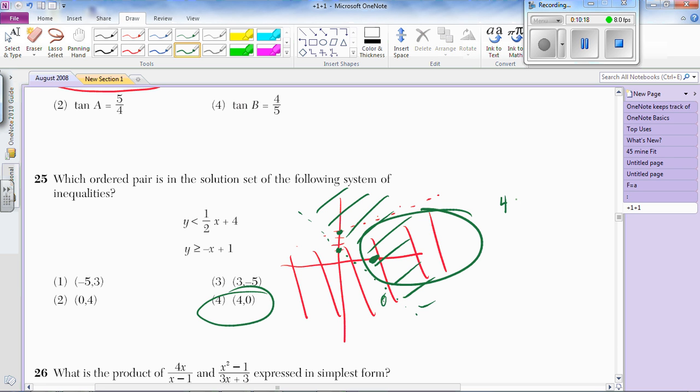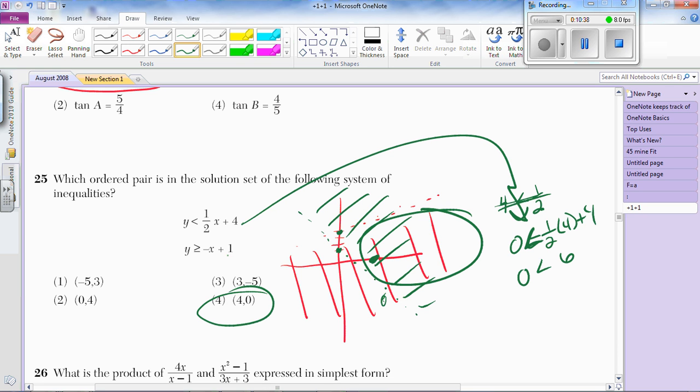Y is 0, x is 4. Is 0 less than 1 half of 4 plus 4? So 0 less than 6? Absolutely. So far it worked in this equation. Now use the other one. Is 0 greater than or equal to negative 4 plus 1? This turns out to be negative 3. And 0 is greater than. So that's true.